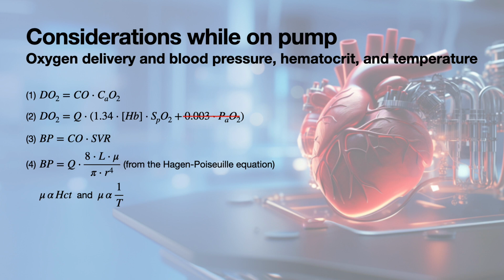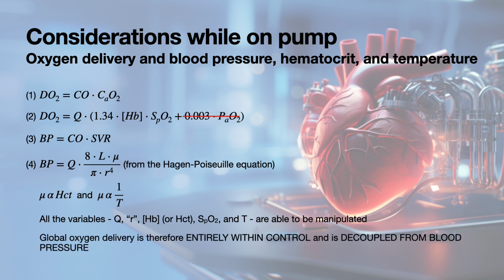Mu is the viscosity of the blood and is proportional to the hematocrit of the blood and inversely proportional to the temperature. I want to emphasize that while on cardiopulmonary bypass, unlike in the spontaneously circulating patient, all the relevant variables here can be manipulated. Pump flow, vascular tone, hemoglobin and hematocrit, hemoglobin saturation, and temperature can all be manipulated. Therefore, global oxygen delivery and the blood pressure can be independently controlled on cardiopulmonary bypass.